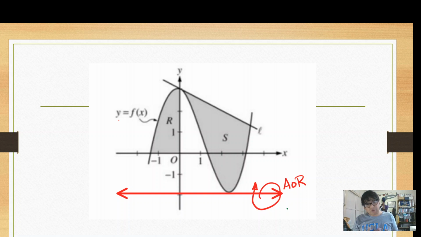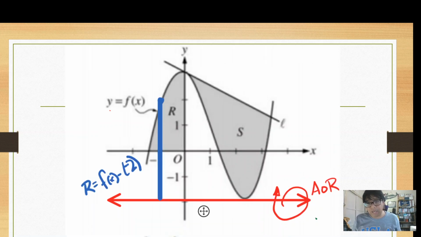Does this require a washer method or a disk method? And notice that that red line, that's not even touching the region. So it definitely can't be a boundary curve of the region R. So we're going to create cross sections that look like washers. This is a place for the washer method.